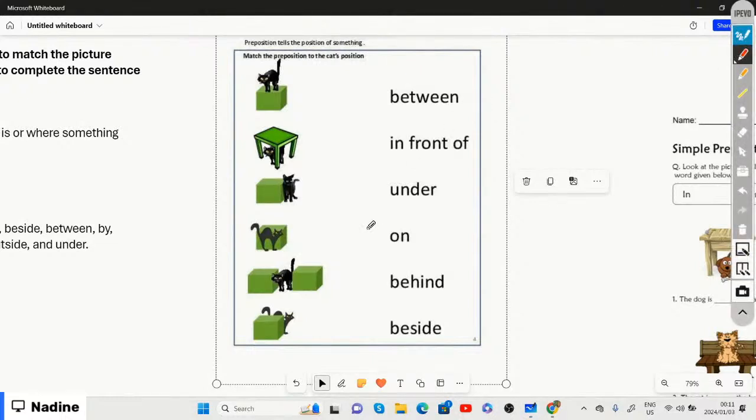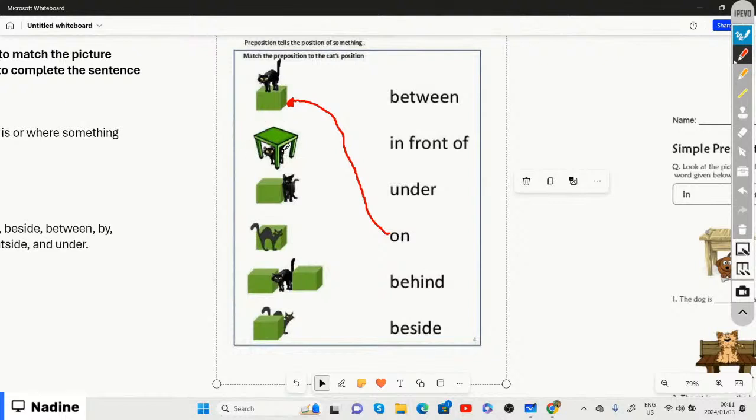And if we look at the first picture, right? We basically need to say where this cat is. Here we have the box. And if we must basically say where the cat is, then we can say this cat is on the box because he's standing on the box, right?